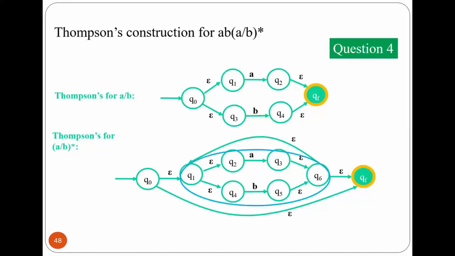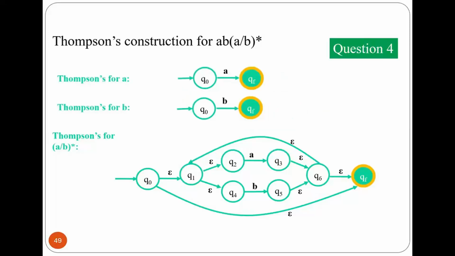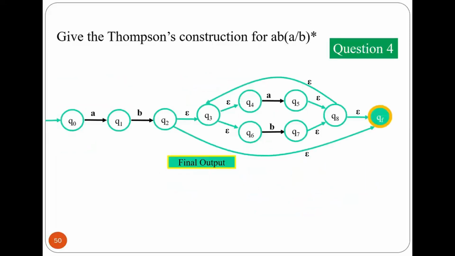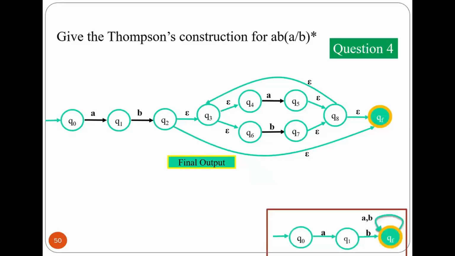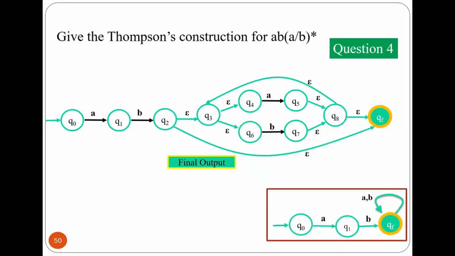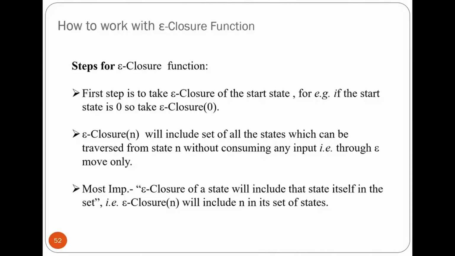Now this part Q1 to Q6 is covered in A or B, which is drawn above also. And next part, star part, is covered along with Q1 to Q6 with 4 new epsilons. So this is the final construction for A, B, A or B star. Without epsilon, the output is given at the bottom in a square bracket. Now I will move to subset construction.